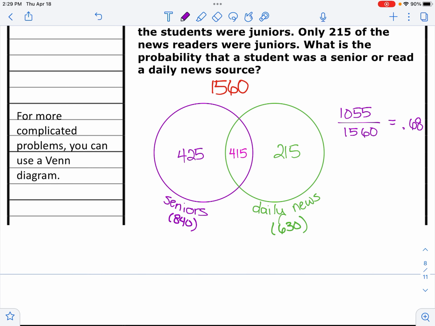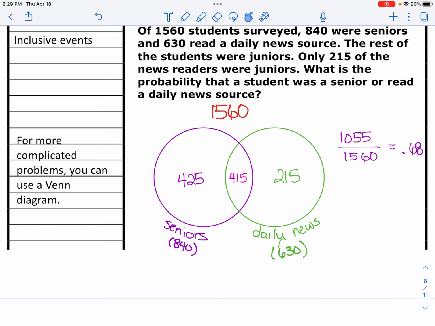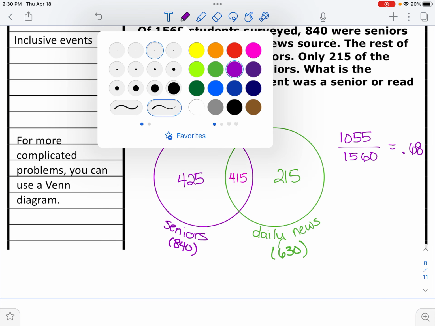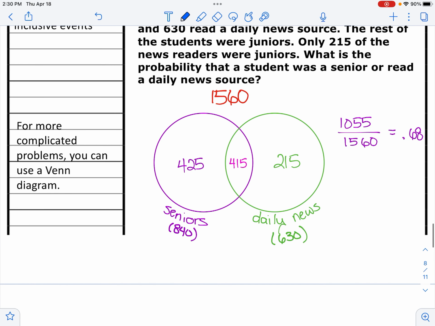Okay. So that's one way to do it. If you use the Venn diagram, you can simplify it that way. You can also use the formula. So let's try the formula way and see how that goes. I'll do this one in blue, something that we didn't do before. Okay, so then you would say probability that you're a senior is 840 over 1560 plus daily news readers, 630 over 1560. And then we would need to subtract the ones that are both.